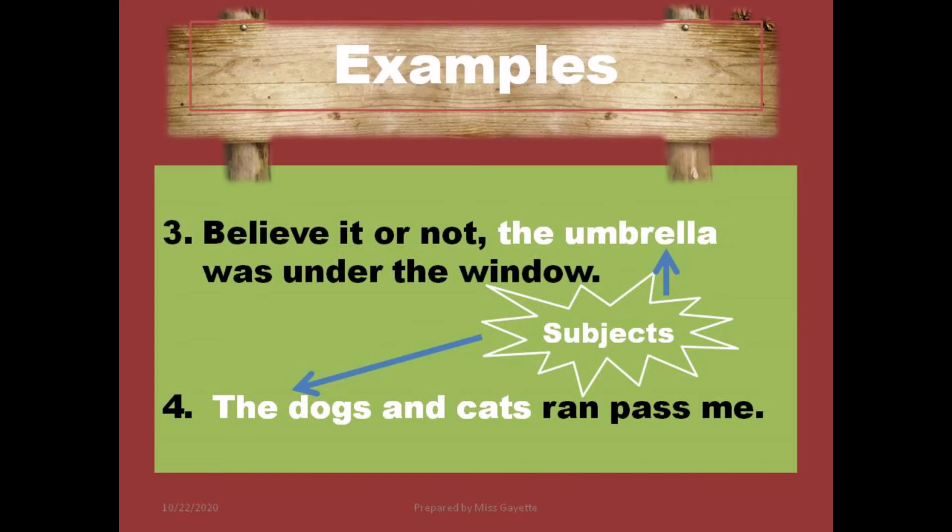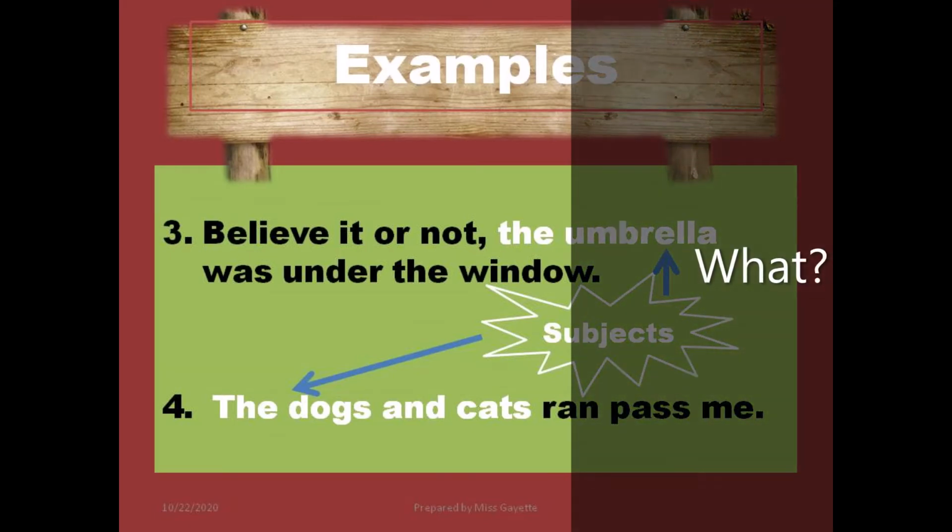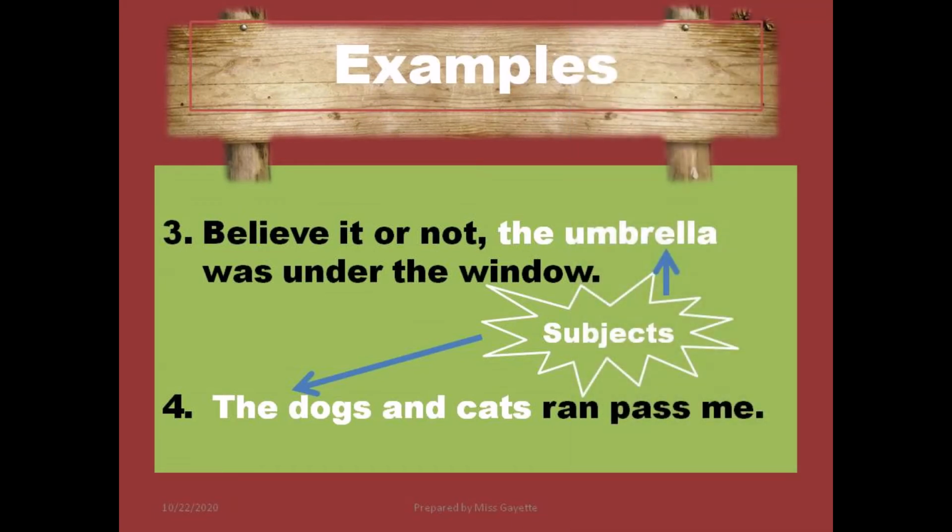Number three, believe it or not, the umbrella was under the window. What are we talking about in this sentence? We are talking about the umbrella. And so the umbrella is the subject of the sentence. Do not be confused by the modifier that comes before the subject in this sentence. Just keep focused. All right, moving along.